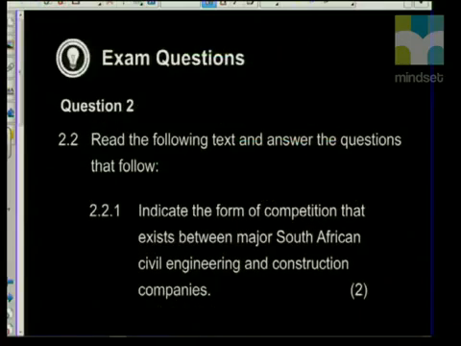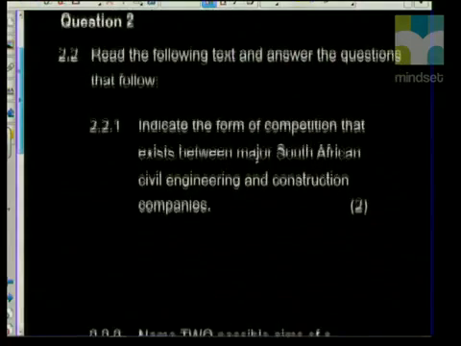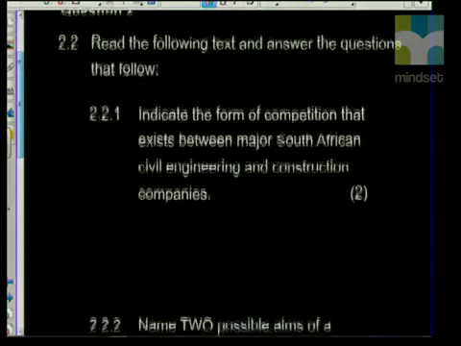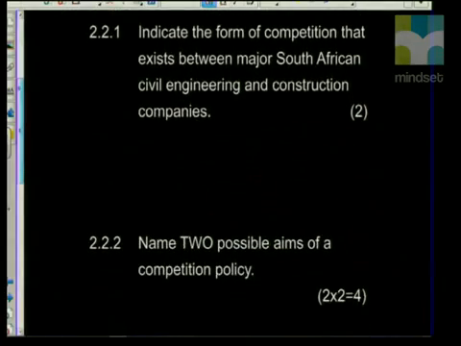Now, the questions based on this article. 2.2.1, indicate the form of competition that exists between major South African civil engineering and construction companies. The answer to this would be oligopolist.